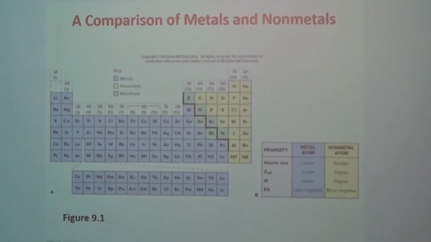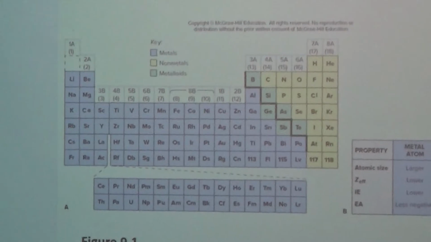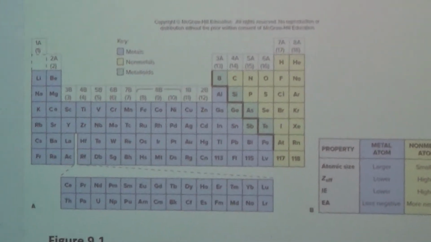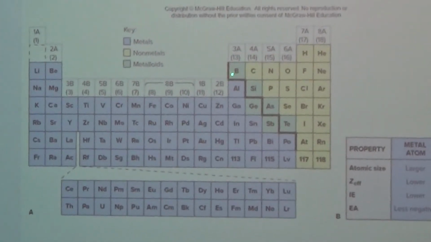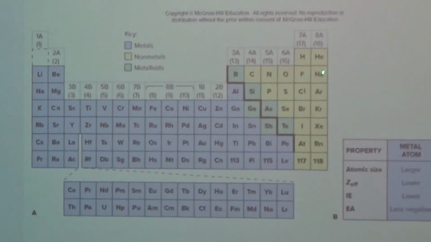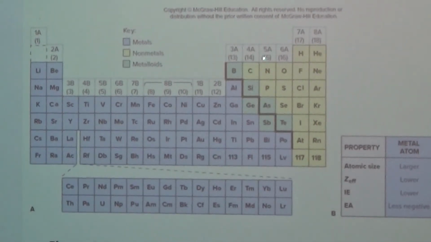Well, in order to form a cation, it's got to lose enough electrons to take on a noble gas configuration. So if we looked at, say, boron, if it's going to have a noble gas configuration like neon, it needs to lose 1, 2, 3, 4, 5 electrons. That's a lot of electrons. It's not going to happen.